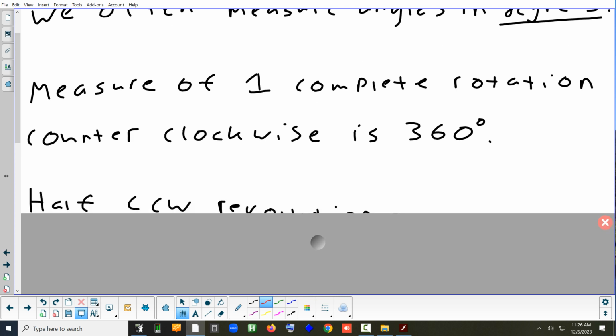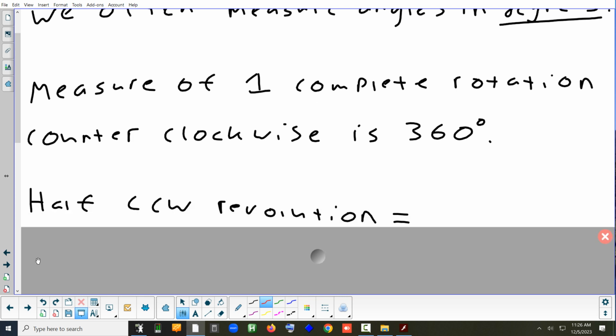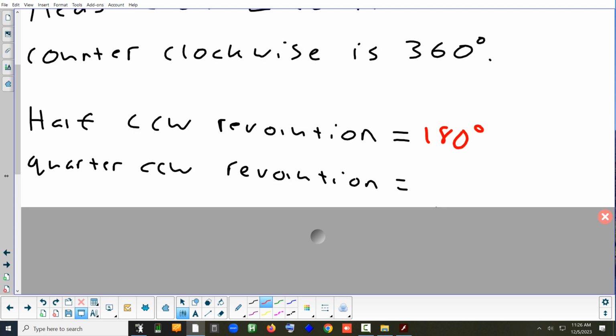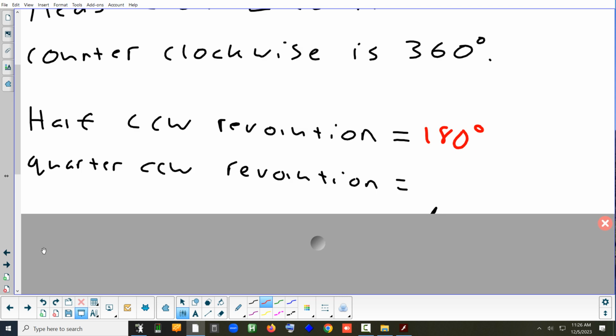How about if we had a counterclockwise revolution, so that's positive direction, but only halfway around? How many degrees would that be? 180. Yeah, that's 180. And if I still went in a counterclockwise direction, so positive, but I only went a quarter of the way around, it would be how much? 90. 90.